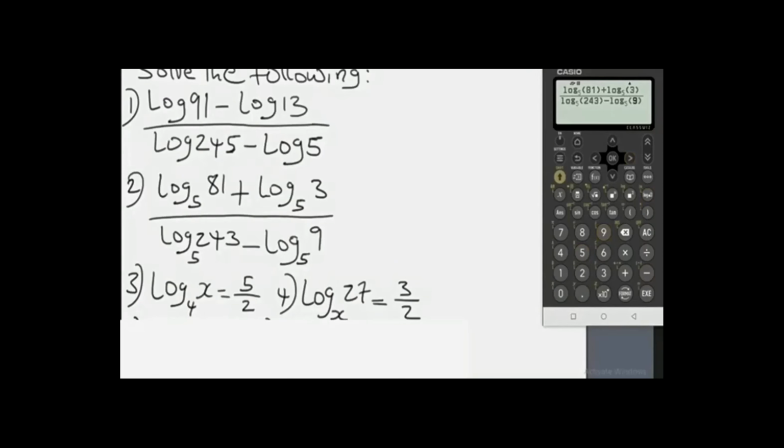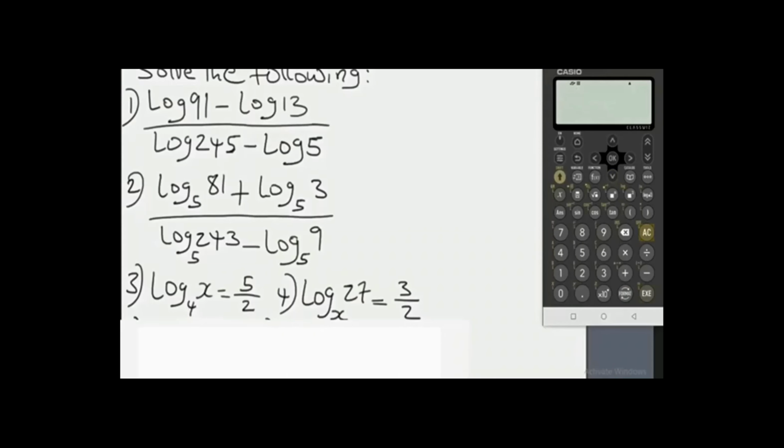Let's press execute. 5/3, that's the answer to this question. If you want to put this in decimal, press the format button, then navigate down, press execute. So that's the value in decimal. We're making progress, guys. Let's solve question 3.